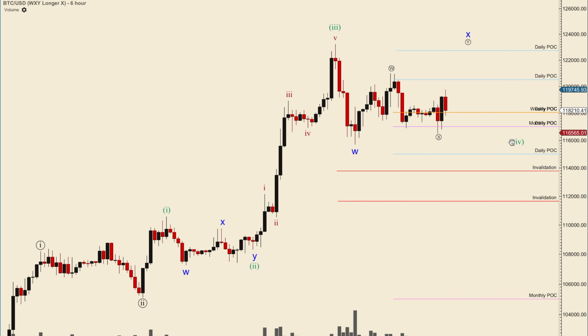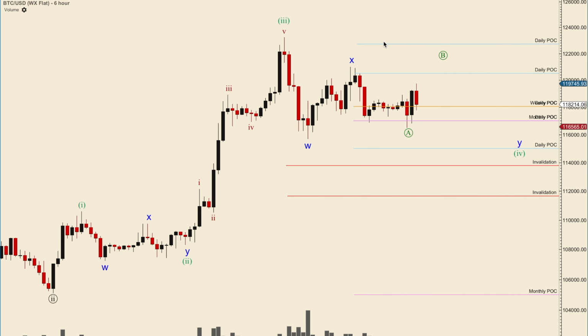So here we are waiting for finishing green wave 4, as I just mentioned, and this scenario is that we have a W, a combination, so W and then W, X, and then up Y to finish a higher degree X. And after that, we wait for Y to finish wave 4. So that is one possibility.